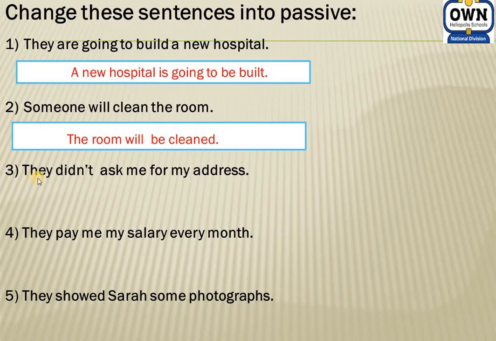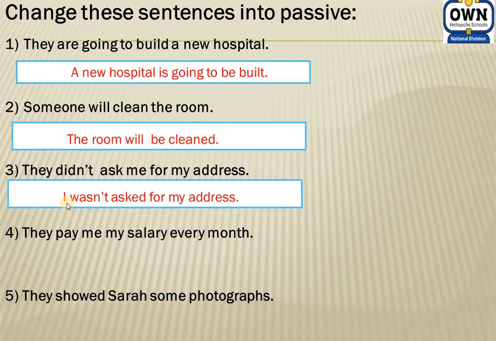Number 3. They didn't ask me for my address. This is the past simple tense in the negative form. They is the subject, ask is the verb, and me is the object. So it will be like the following: I wasn't asked for my address.